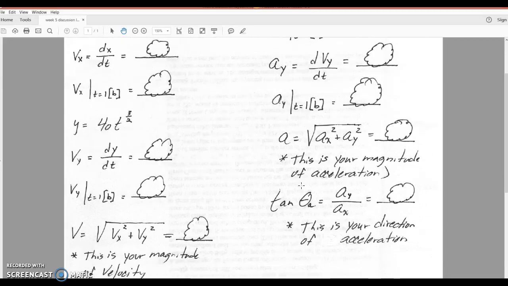And then, the very same way that we found the magnitude of velocity, you will find the magnitude of acceleration by taking the acceleration in the x direction and squaring it, plus the acceleration in the y direction and squaring it. Once you take the square root, that will be your magnitude of acceleration. Finally, one last step to find the direction of acceleration. Again, you're looking for this angle, so you'll take the inverse tangent of the acceleration in the y direction over the acceleration in the x direction.